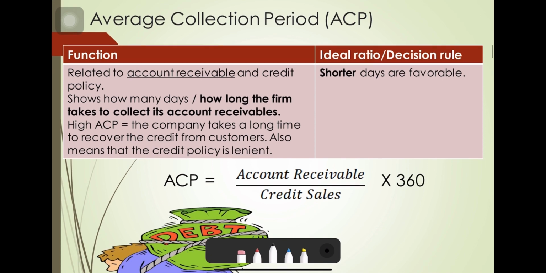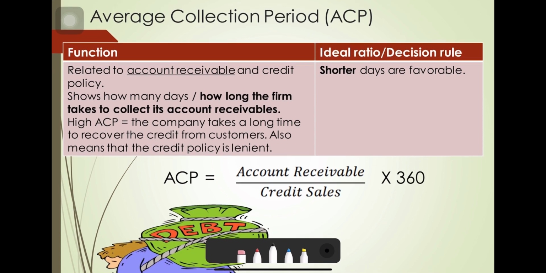And the next, average collection period. So, here we want to measure how long the firm takes to collect its accounts receivable. Alright, so the shorter days are favorable. It means the faster they can collect their receivables. Okay, so the formula to calculate the ACP is equal to accounts receivable divided by the credit sales, and we times with 360 days.